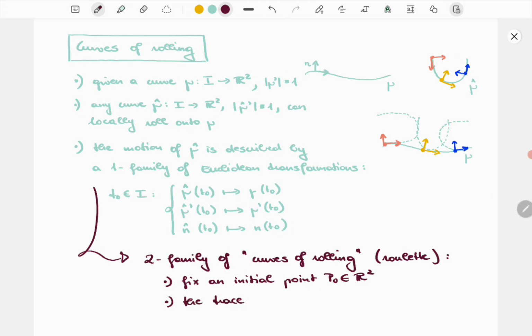So the trace of P0 under Euclidean transformations provides a further curve. And of course, in this way we obtain a two-parameter family of curves of rolling in the Euclidean plane.